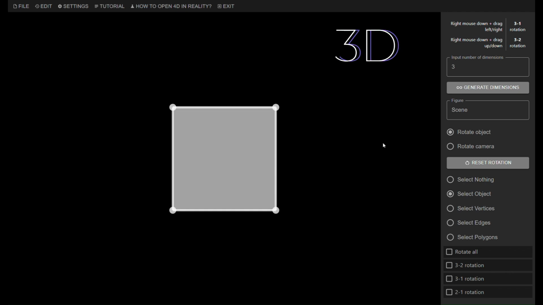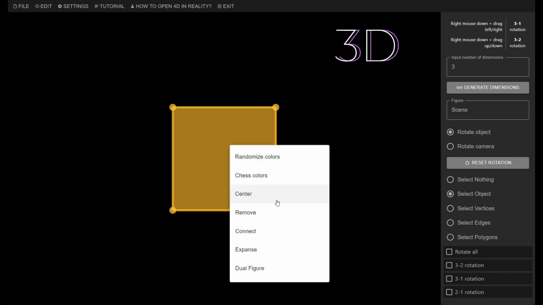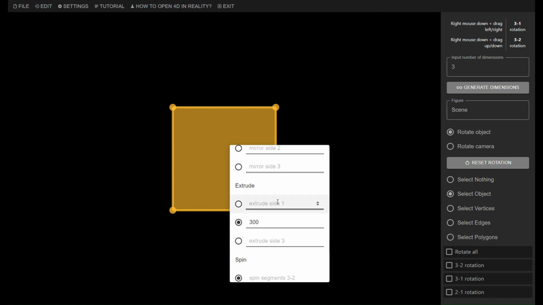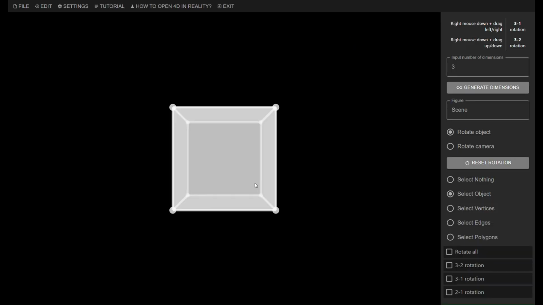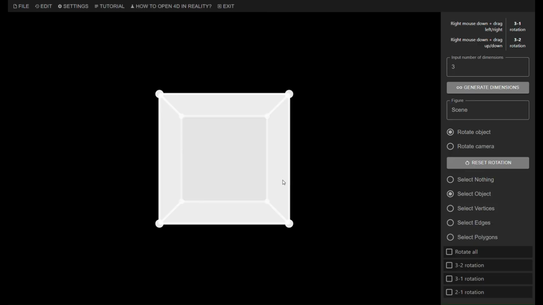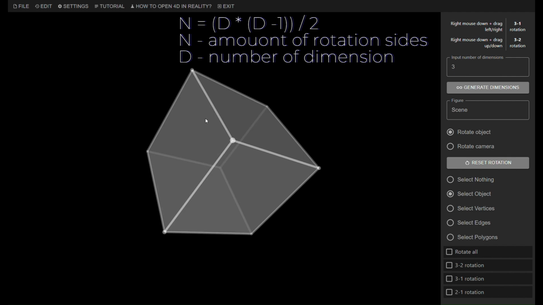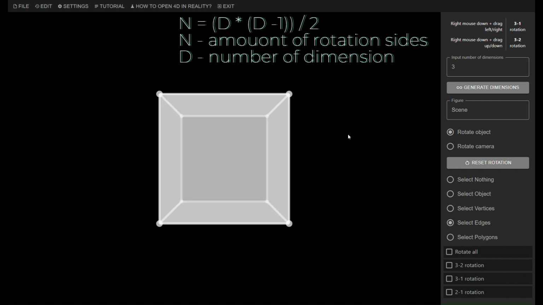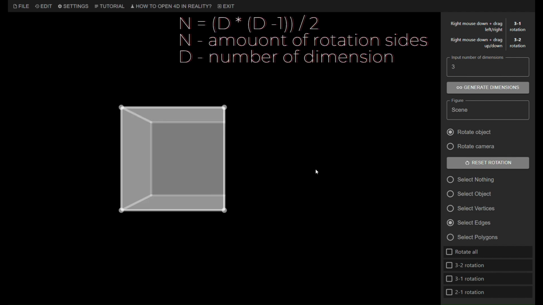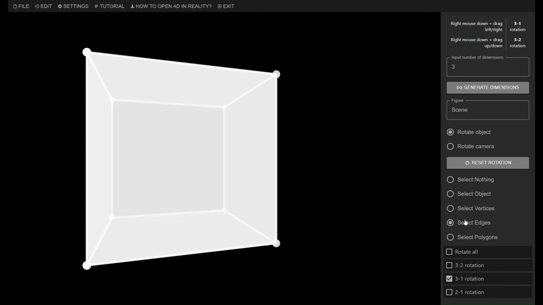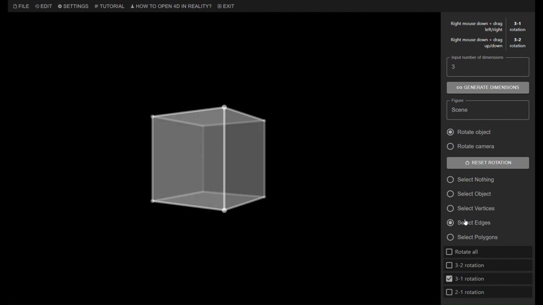If you add one more direction, you can build a three-dimensional cube from two-dimensional squares. In three-dimensional space, there are already as many as three directions for rotation. The number of rotation directions is determined by the formula you see on the screen. This formula is applicable to any dimension. In three-dimensional space, the possibility of rotation around a line appears.